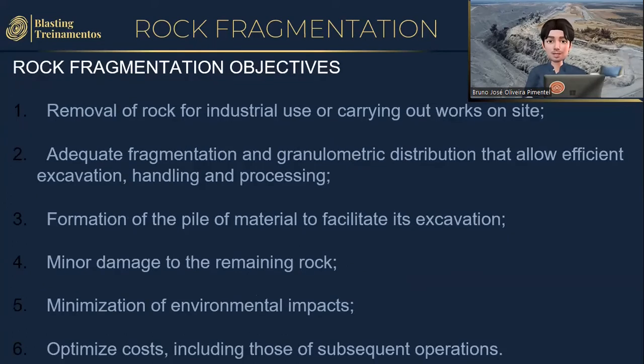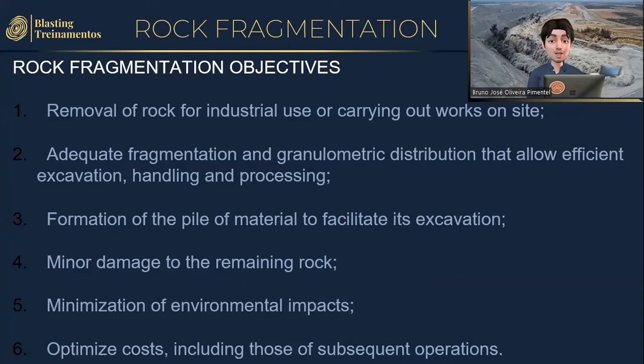When we look at the rock fragmentation activity, we can see 6 main objectives, which we will have to take into account to carry out the rock fragmentation process, and we will see that these objectives will be even more specifically applied when we refer to the use of explosives to carry out rock fragmentation. The first objective of fragmenting the rock is directly linked to the definition that we have just mentioned, which is the removal of rock for industrial use of this rock or for carrying out works in the place where this rock is occupying.